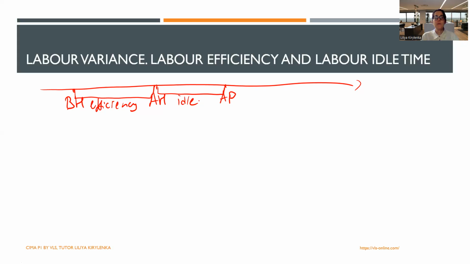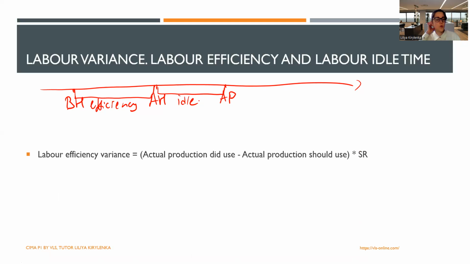Idle time variance means that the workers were just, I don't know, sitting on the bench, sitting in the office, drinking coffee and not doing any work. So this is more about planning. Who planned hiring that many employees? So these are two different variances. And when we want to calculate them, we are going to use the following formulas.